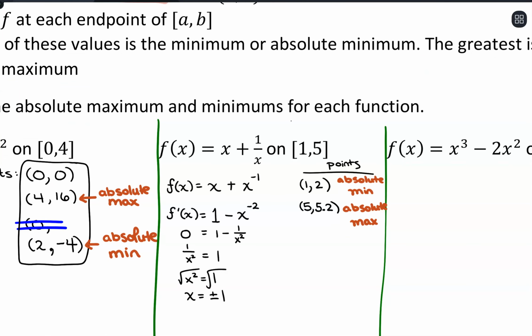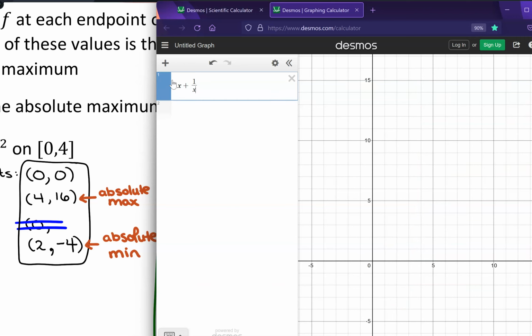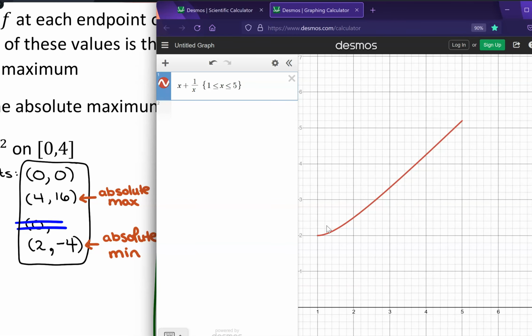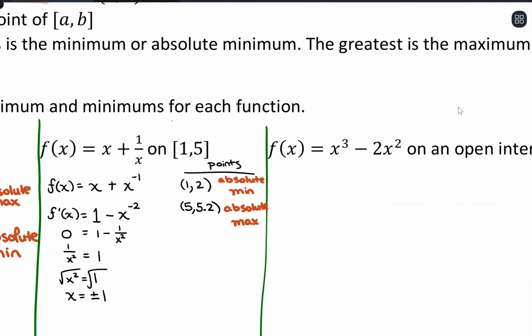And let's go ahead and graph this. I can show you that restricted domain function again. So is this x plus 1 over x? And we were looking at this from 1 to 5. If we look at this graph, it's just increasing over this whole interval. So our lowest point would be this left-hand side of 1, 2. The largest value would be this 5, 5.2. And that's it. All right, our last one here.